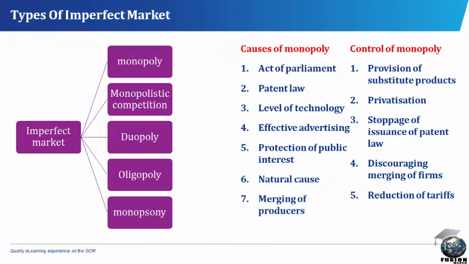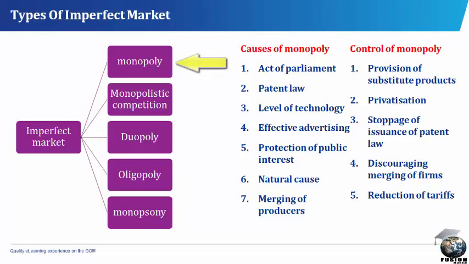Types of imperfect markets. We have 5 types of imperfect markets, which are monopoly, monopolistic competition, duopoly, oligopoly, and monopsony.